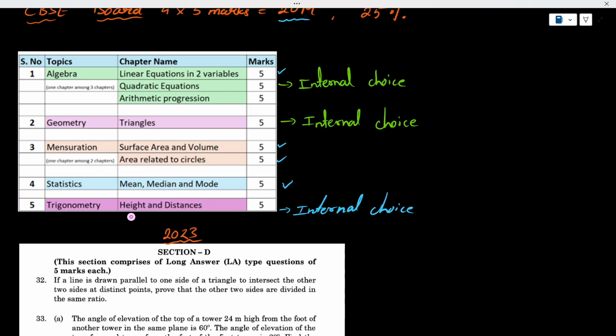Then again trigonometry, height and distance also can have a question, so it can be compulsory or internal choice. Mostly 5 marker questions are from these chapters, but there's no fixed pattern. You will see in different years' papers there are different 5 marker questions from different chapters. So today we'll be taking the 2023 set's 5 marker questions only. So let us start here.